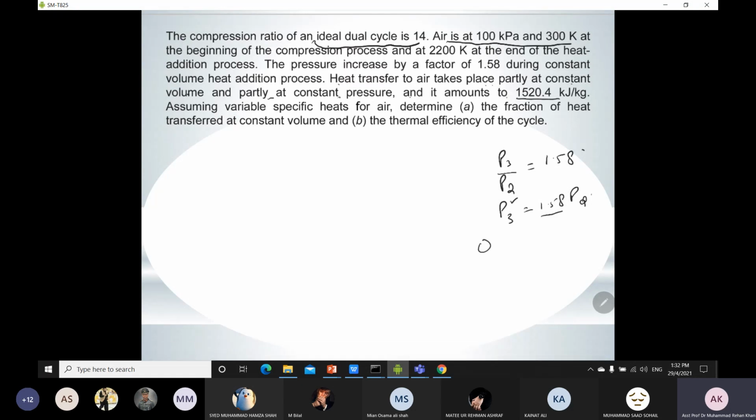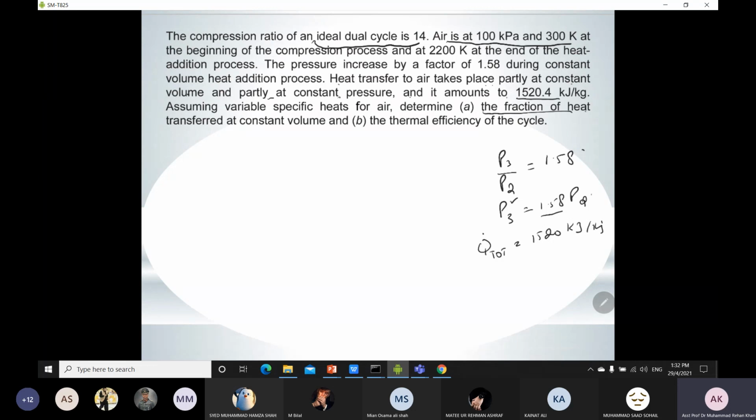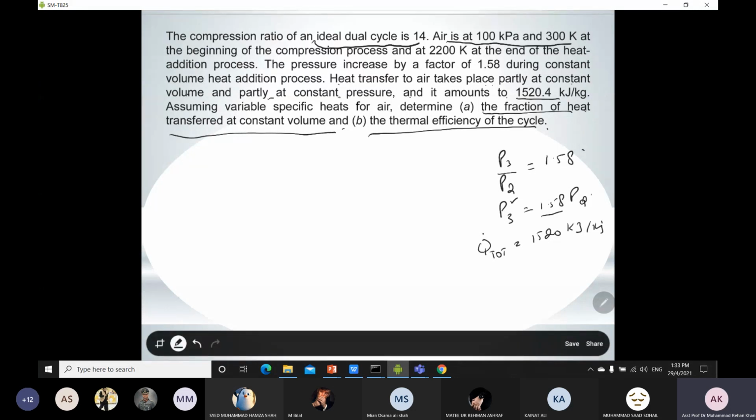So your total Q is mentioned in your question, which is a combination of two processes: constant volume heat addition and constant pressure heat addition. Assuming variable specific heat, it is a variable specific heat problem, so we have to find all the internal energy values and also enthalpy values for different points. First we have to find the fraction of heat transfer at constant volume, and then the thermal efficiency of the cycle. So this is the question; note down the data first and then I will move towards the solution.